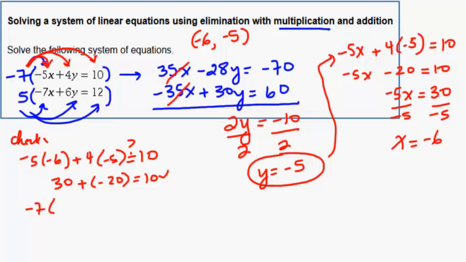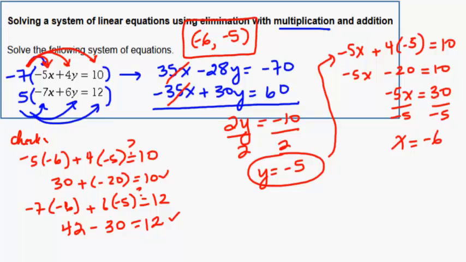And then we substitute into the second equation. And the question here is, is that going to give me 12? Negative 7 times negative 6 is 42. 6 times negative 5 is going to be a minus 30, plus a negative 30, and that is indeed 12. So we can say with confidence that our answer is correct and that that is the solution to the system, which actually means if we were to graph these two equations, they would intersect at the point (-6, -5).